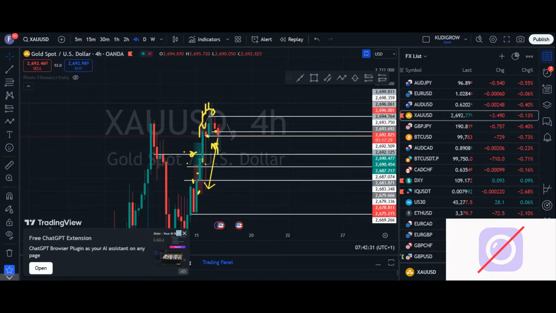All right. But mind you, while this is what I think based on structure, we are not going to act based on it, because I will always tell us we are not what? Predictive traders. We are reactive traders. We trade what we see. We don't trade what we think.